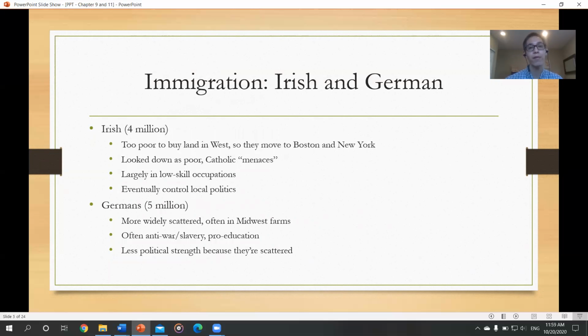So the Irish, there are 4 million Irish immigrants coming to America. They were generally quite poor. Remember, they're fleeing because of the potato famine. They are literally starving and desperate. They're too poor to buy land in the West, and so they oftentimes would move to the big cities, especially Boston and New York. They would oftentimes be low-skilled workers in these new factories. They were oftentimes looked down on because they were poor, and also because Irish Americans were mostly Catholic, whereas a lot of the rest of the US was Protestant. A lot of Irish were looked down upon.